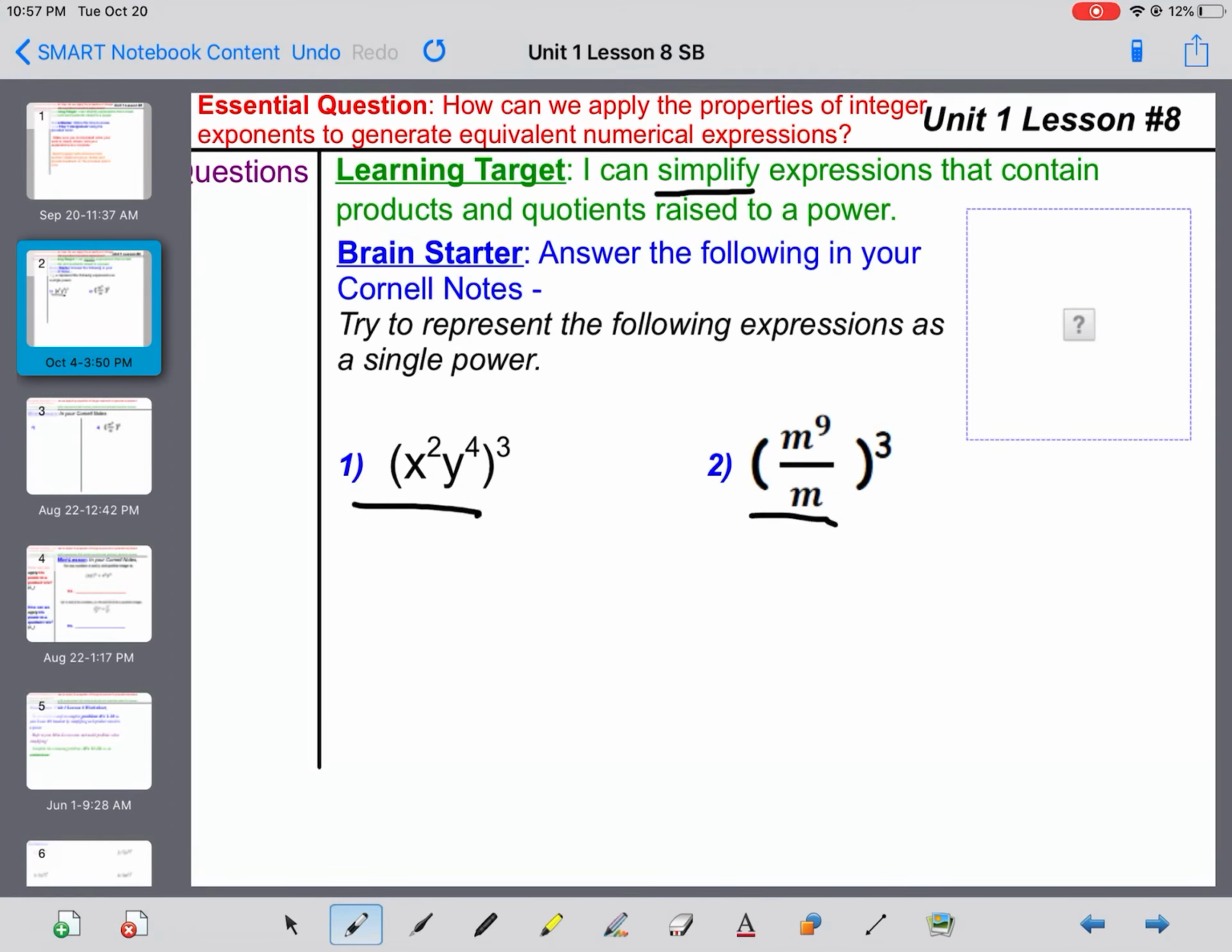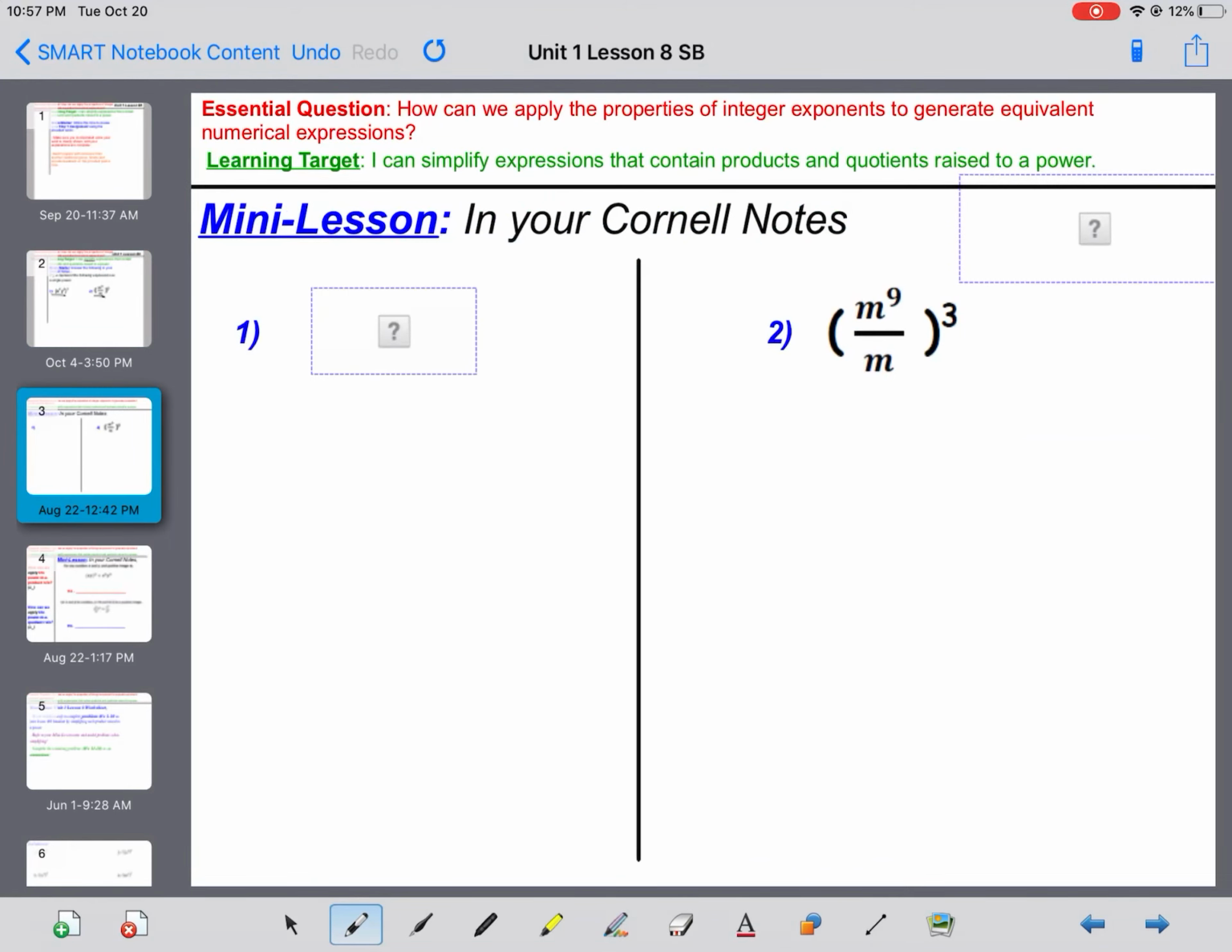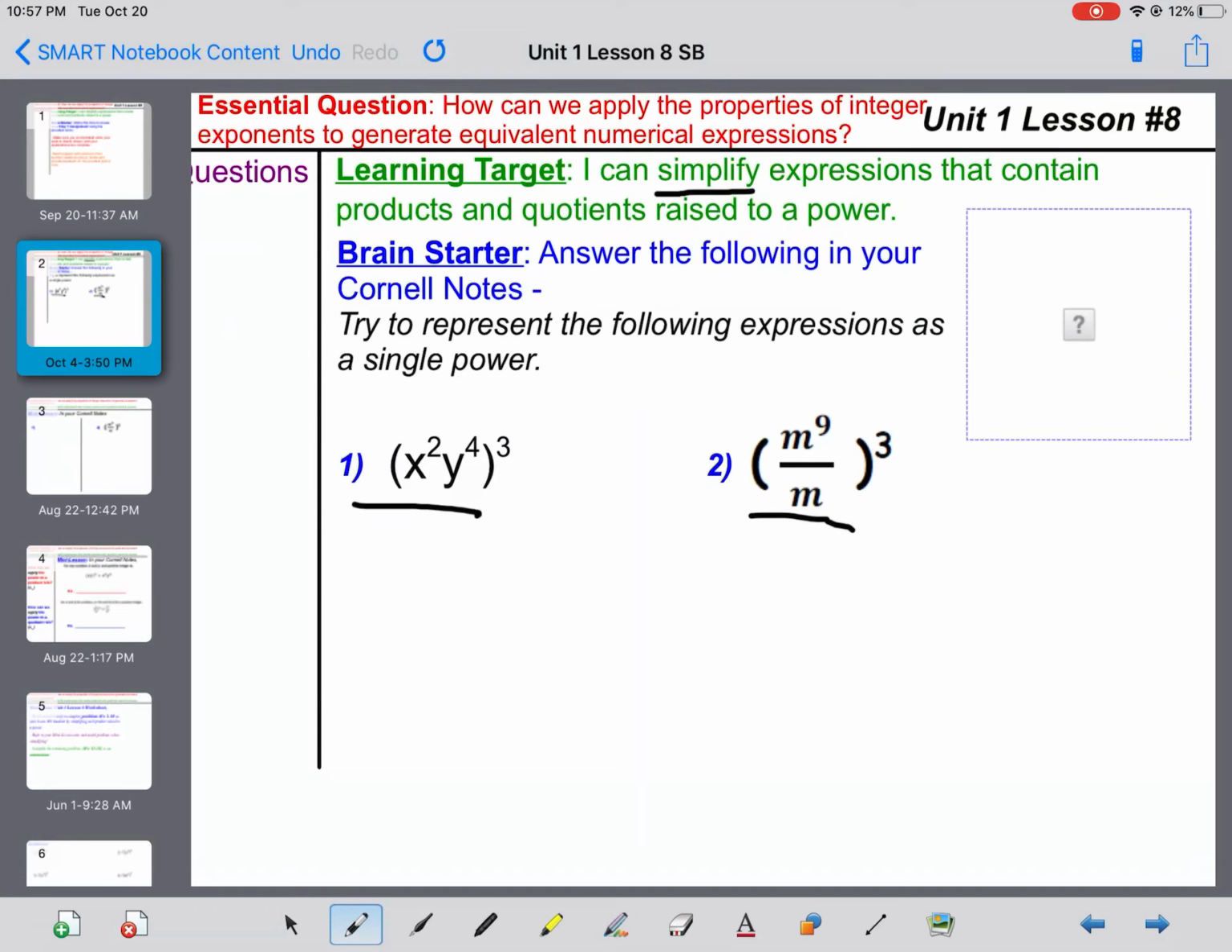All right, so for the brain starter, I want you to copy down number 1 and number 2. For the brain starter, you're going to attempt to simplify these expressions in the best way that you possibly can, because the objective of the mini lesson is to correctly go over how we are going to answer or simplify these two expressions.